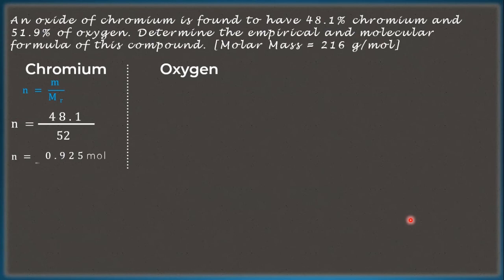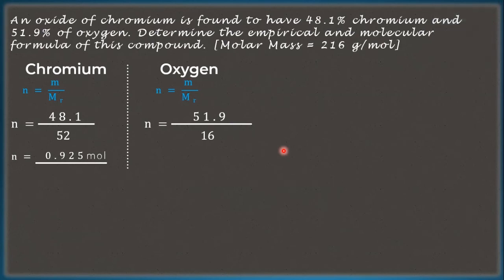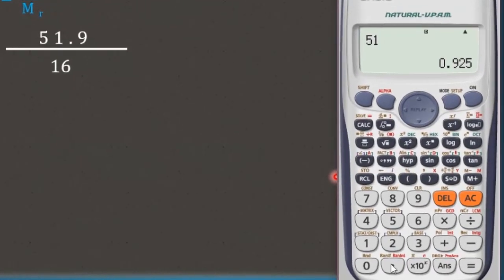Okay, now we do the same for oxygen. Oxygen is 51.9. We divide it by 16. Always note to use one single unit. Oxygen is diatomic in nature. However, we're not going to be using that diatomic nature. We're going to be using one single unit of oxygen. 51.9 divided by 16. From our answer here, I think we're just going to get 4 significant figures, 3.244.